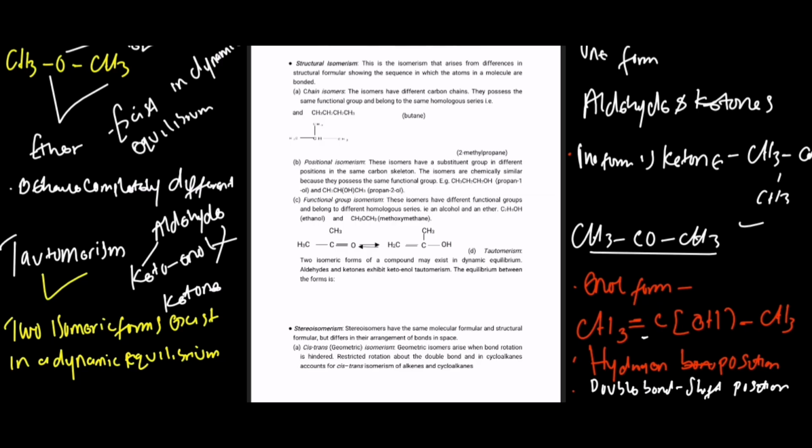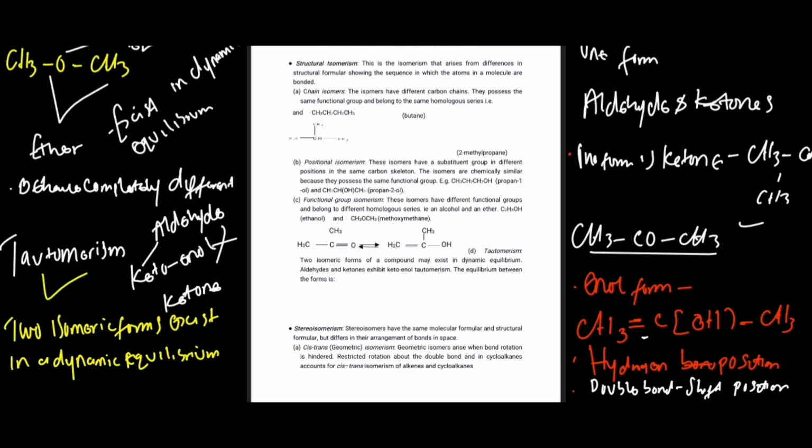Two isomers, that is, two isomeric forms, exist in dynamic equilibrium altogether. That is, they are actively interchanging. As the hydrogen bond is shifting position, the double bond also shifts position. So they just exist in dynamic equilibrium.